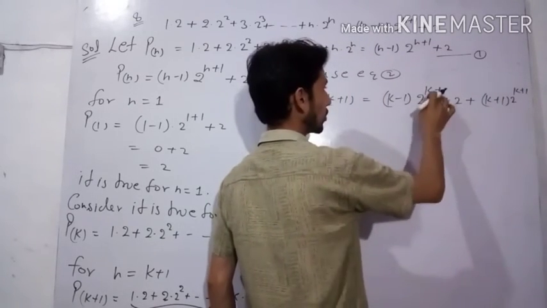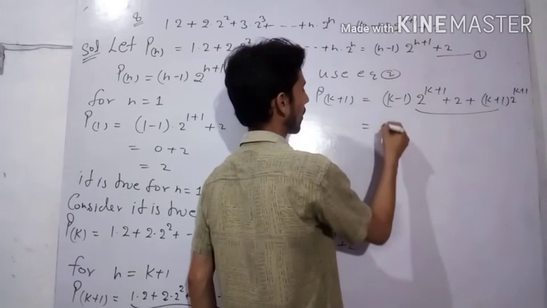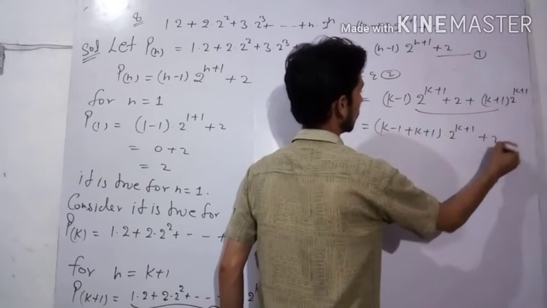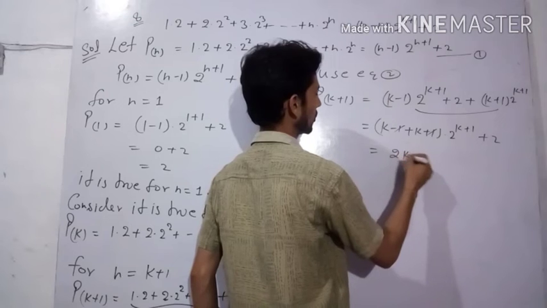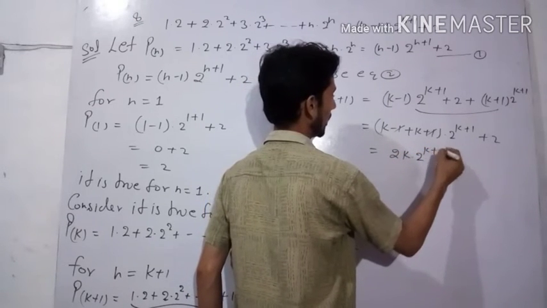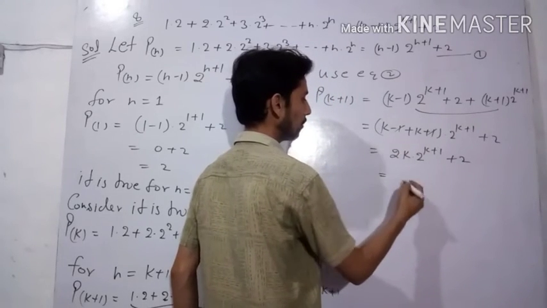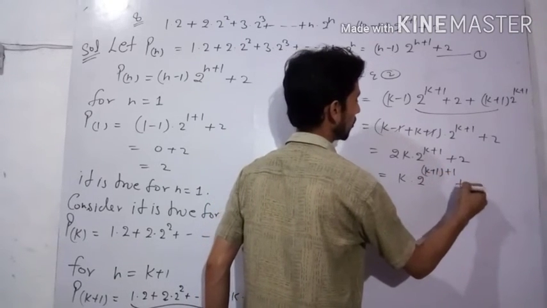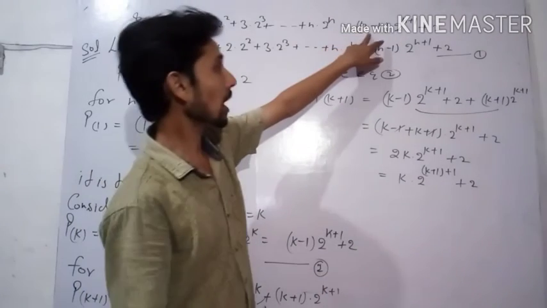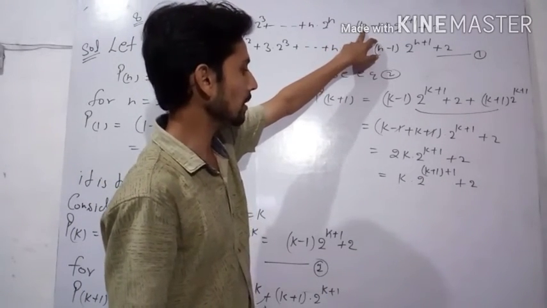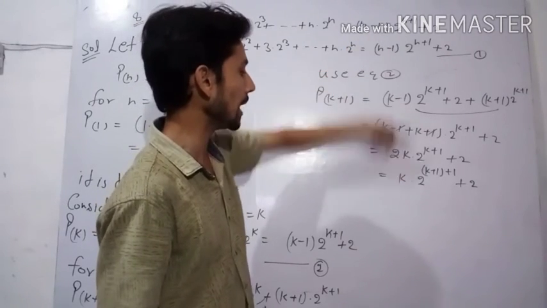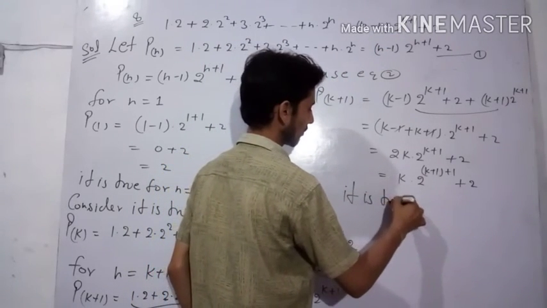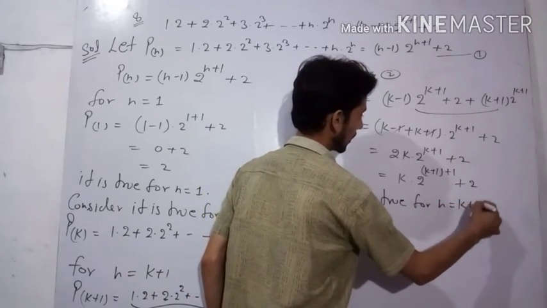So 2 exponent (k plus 1) is common in both of them. (k minus 1) plus (k plus 1), into 2 exponent (k plus 1). So 1 cancels with 1, so 2k is here, 2 exponent (k plus 1), plus 2. In the multiplication, power is added. So 2 exponent (k plus 1 plus 1), plus 2. Now you can see, according to the formula, at the place of n, k plus 1 is here. (k plus 1) minus 1 is equal to k. So it is true for n equals k plus 1.